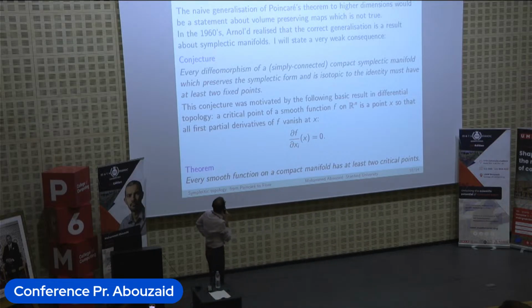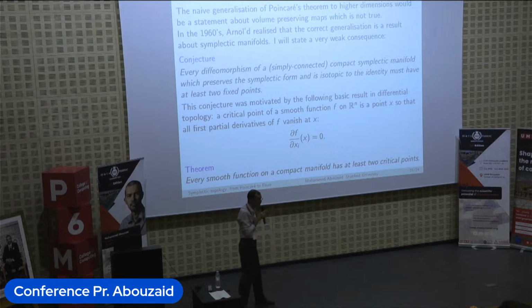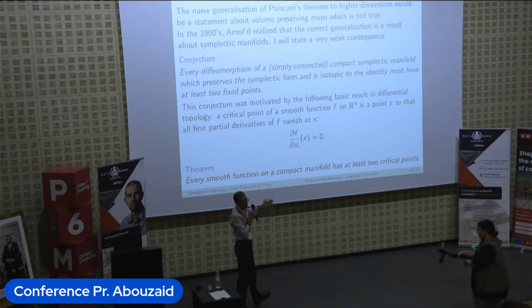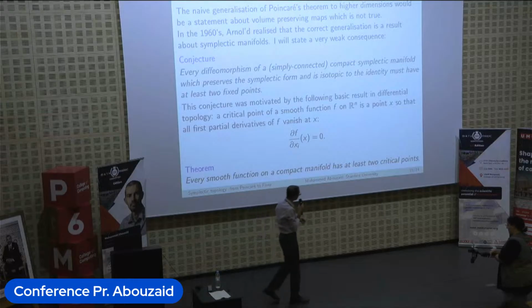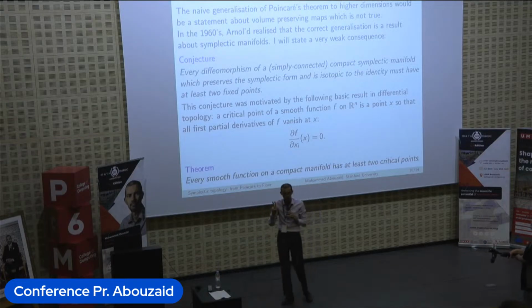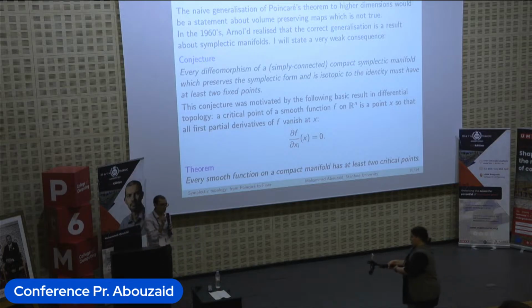This conjecture that there must be at least 2 fixed points is actually motivated by a basic result in differential topology. I'm going to remind you, if you have a smooth function, you say that you have a critical point if all the first derivatives vanish. That's what I wrote over here. I'm not going to give exercises for the audience, I'm not going to put you on the spot, but we should all be able to prove that if you take a smooth function on a compact manifold, then there must be at least 2 critical points.